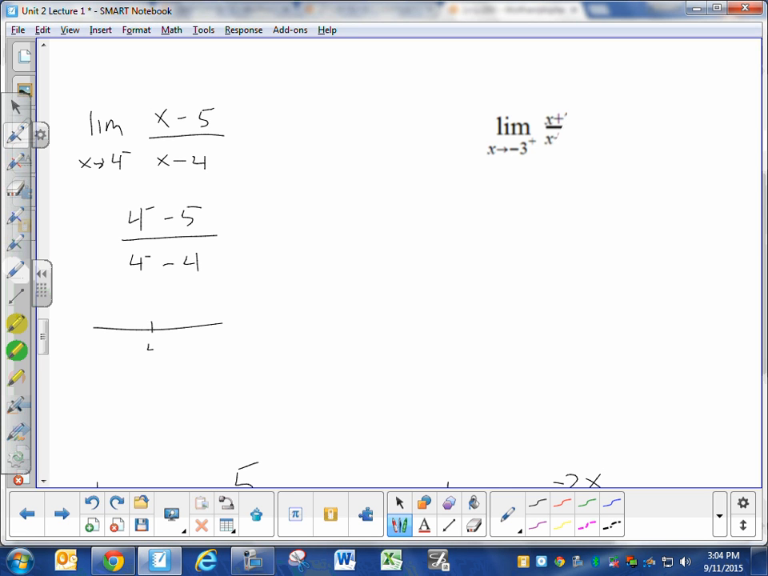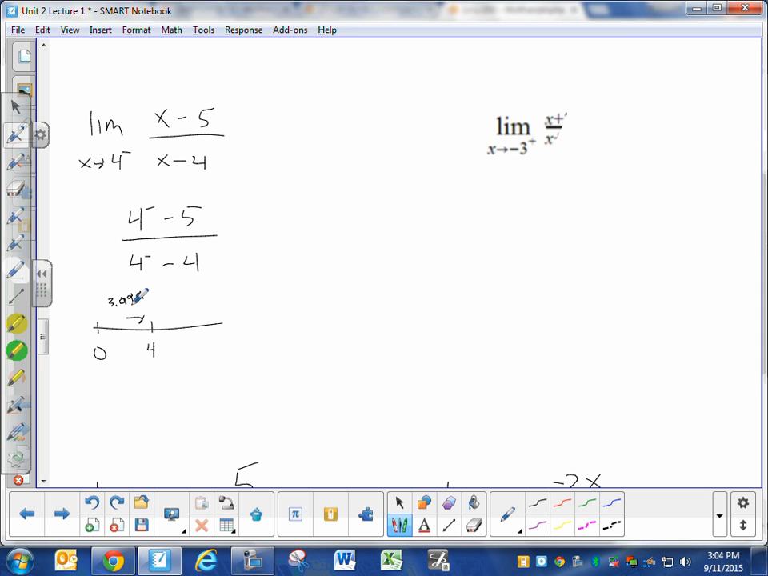That's very important to make sure you understand whether you're on the positive side or the negative side of our number line, because from the right and the left, they're going to look different. 4 from the left is different than negative 4 from the left. 4 from the left is 3.999, but negative 4 from the left would be negative 4.0001. So make sure we keep that in mind.